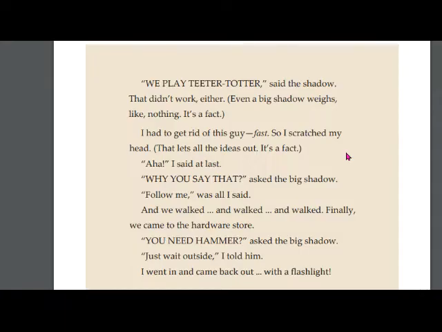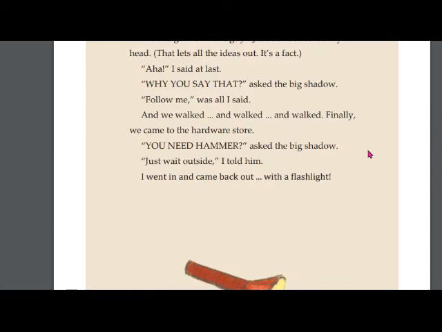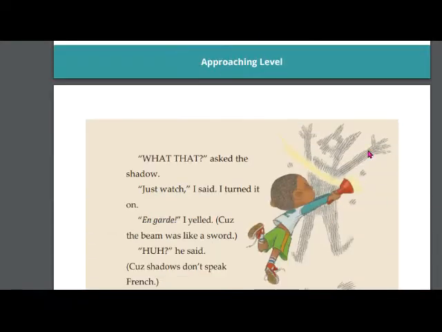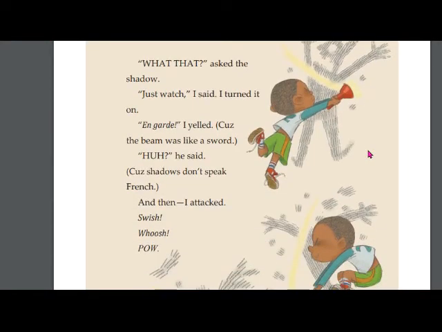So I scratched my head. That lets all the ideas out. It's a fact. Aha! I said at last. Why you say that? Asked the big shadow. Follow me, was all I said. And we walked and walked and walked. Finally, we came to the hardware store. You need hammer? Asked the big shadow. Just wait outside, I told him. I went in and came back out with a flashlight. What that? Asked the shadow.